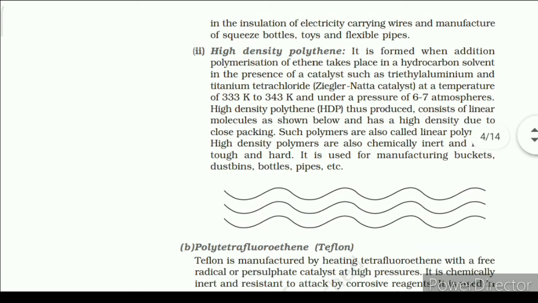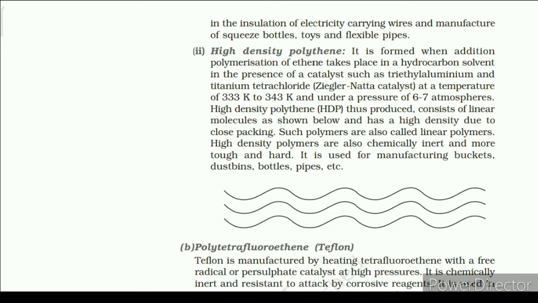Number 2. High density polythene. It is formed when addition polymerization of ethene takes place in a hydrocarbon solvent in presence of catalysts such as triethyl aluminium and titanium tetrachloride, that is Ziegler-Natta catalyst, at a temperature of 333 Kelvin to 343 Kelvin under a pressure of 6 to 7 atmospheres. High density polythene thus produced consists of linear molecules as shown below and has high density due to close packing. Such polymers are also called linear polymers.